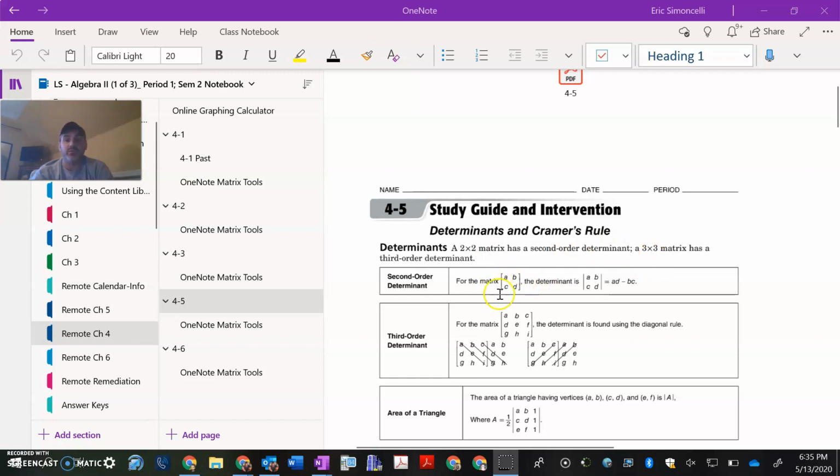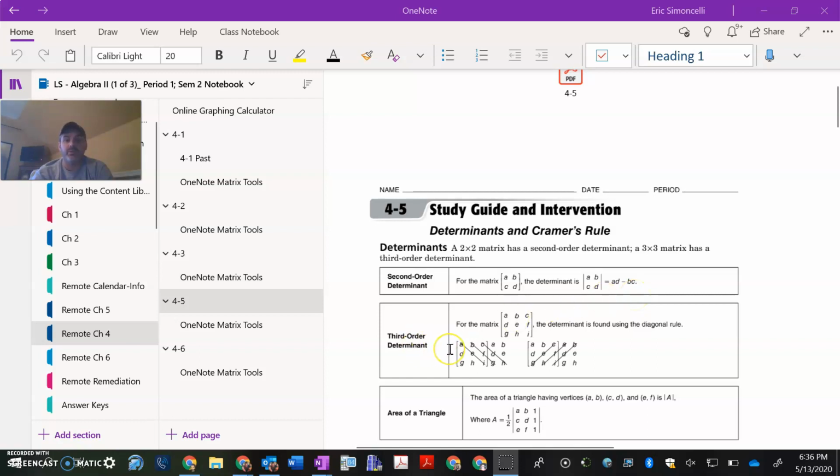So for the second order, if you see this 2x2 down below, A, B, C, D, the determinant is noted with these kind of absolute value bars around A, B, C, D, simply A times D minus B times C. I will expect that you do this both with and without the calculator on tonight's homework.